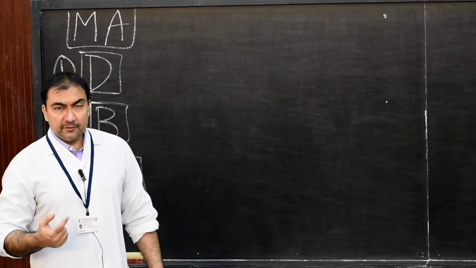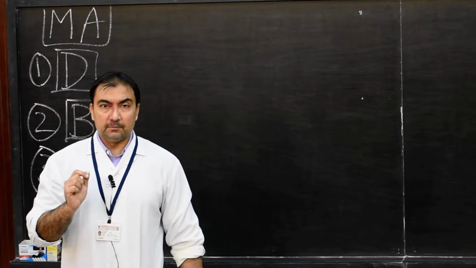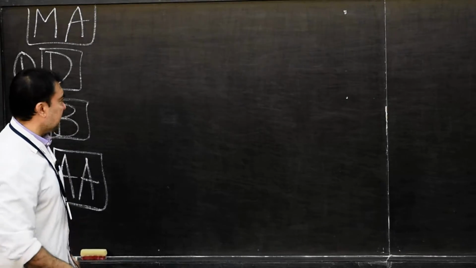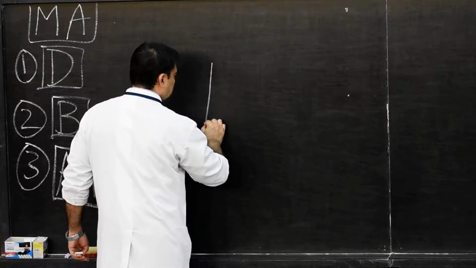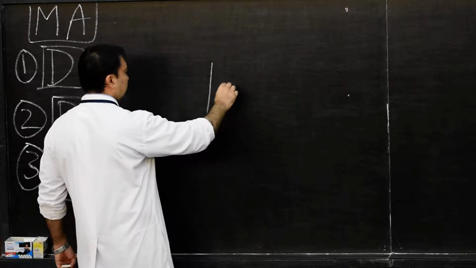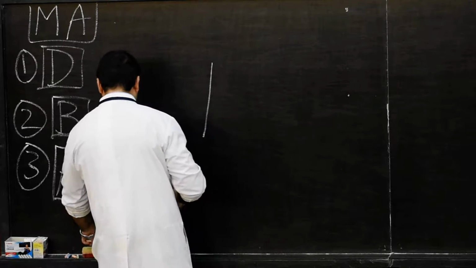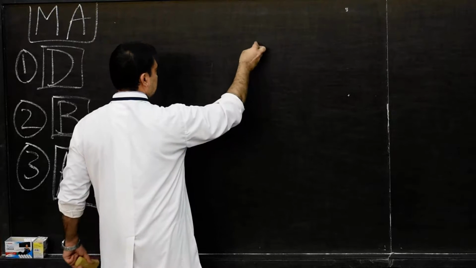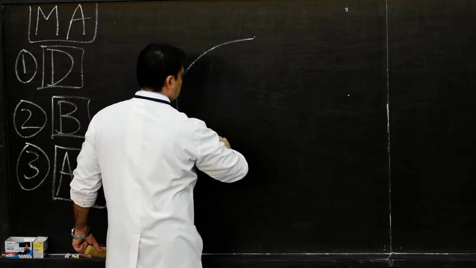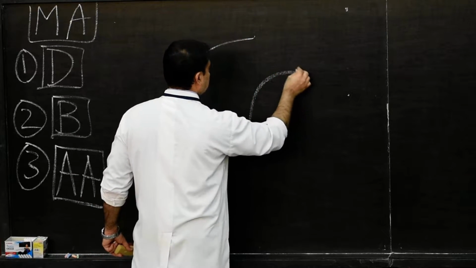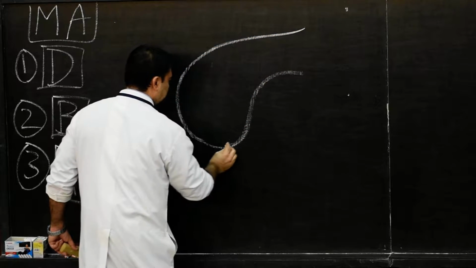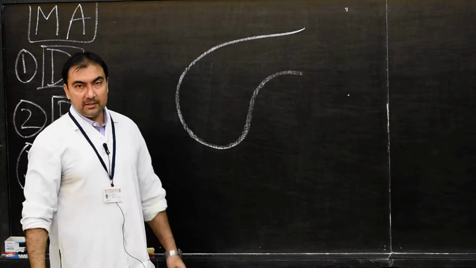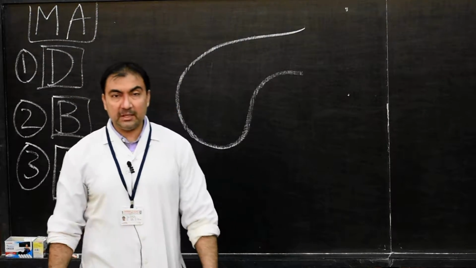Mastoid antrum, other name of mastoid antrum is tympanic antrum. So mastoid antrum is an air-filled cavity, and this air-filled cavity will be present. I'll just draw it in now. This is an air-filled cavity. So it is called an air sinus, which is present in the petrous portion of temporal bone.